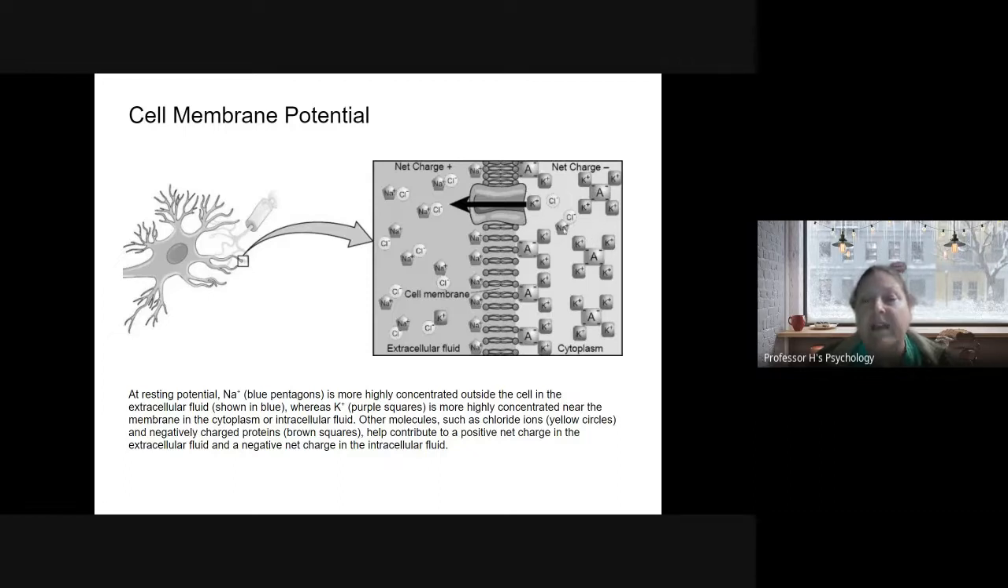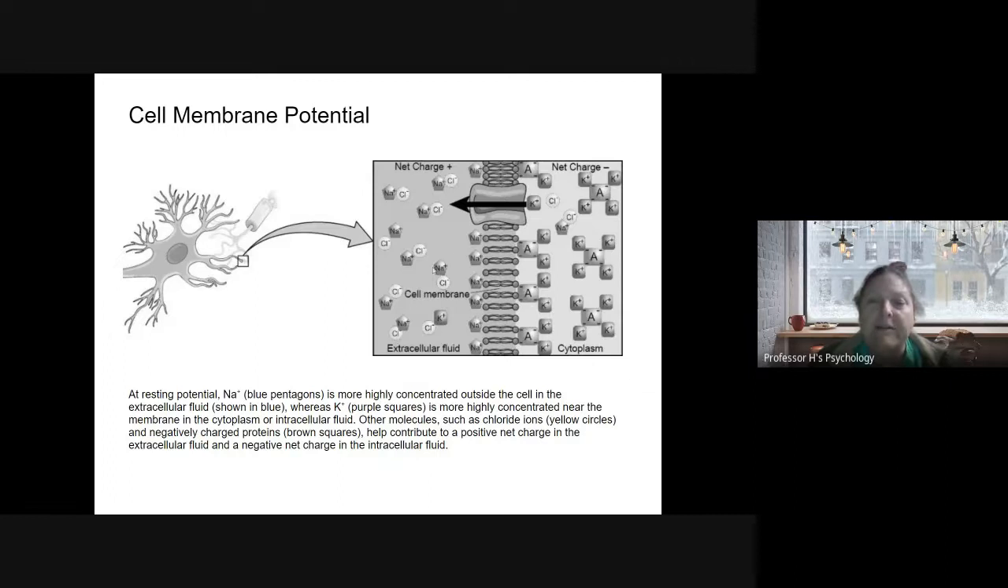So when this cell is at rest, the inside charge of this cell would be about negative 70 nanovolts. I think they're nanovolts, or millivolts, negative 70 millivolts. So that's how negative the charge is. The outside of the cell is not that negative. I don't know what the actual charge is outside, but it is not as negative. So it's a little closer to zero than this.